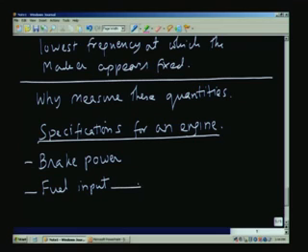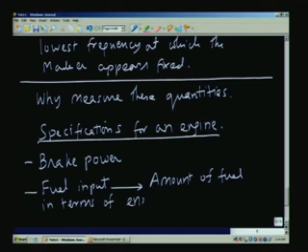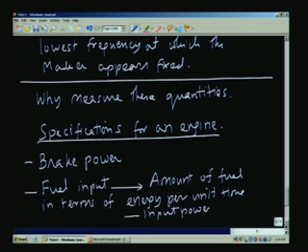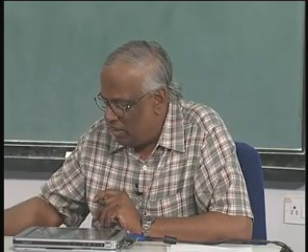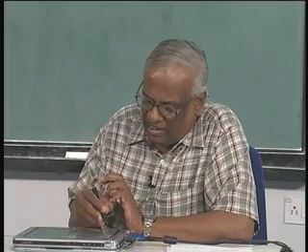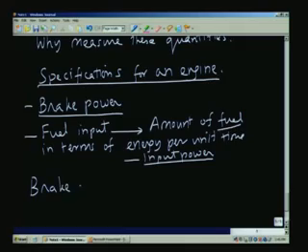So, what does the fuel input say? It gives you the amount of fuel in terms of energy per unit time, which is again an input power. So, if you look at the engine as a transducer or a converter, what it is doing is it takes input power in the form of internal energy in the fuel, or chemical energy, potential energy in the fuel, and converts it to brake power. Therefore, normally what we do is we define an efficiency or brake efficiency, or sometimes we also call it the brake thermal efficiency.